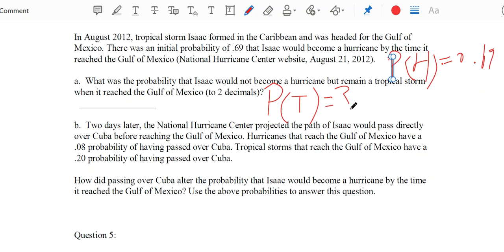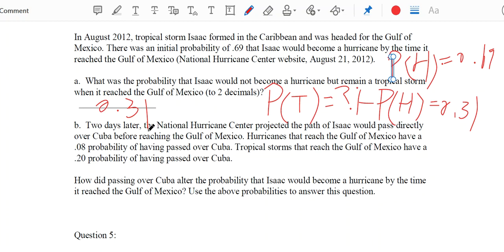In class we learned that if two events are complement events, the probability will satisfy this equation: the probability of the tropical storm equals 1 minus the probability of a hurricane. The reason we have this equation is that the tropical storm and hurricane are complement events. So you will end up with 0.31. The answer for question A will be 31%. That's great. And also we learned the tropical storm and hurricane are complement events, which satisfies one of the requirements for using Bayes' theorem, that the event A has to have sub-events. So H and T will be the two sub-events, A1 and A2.